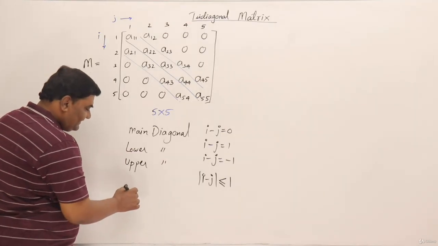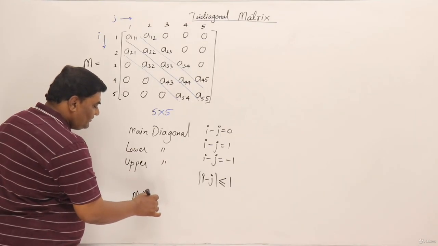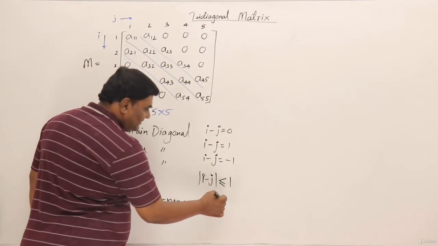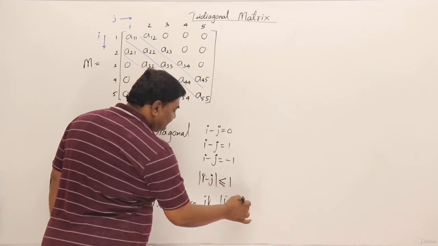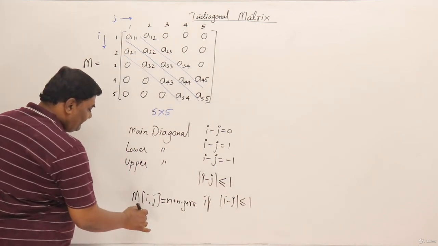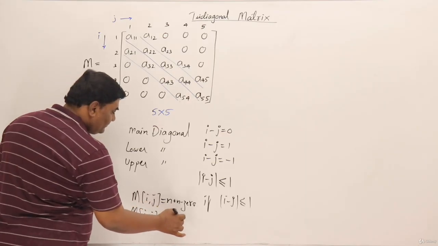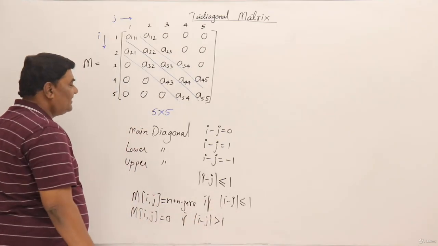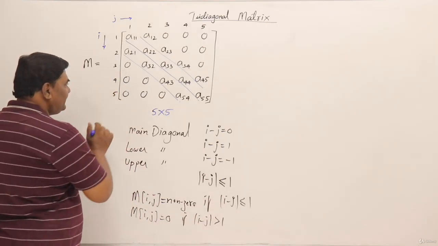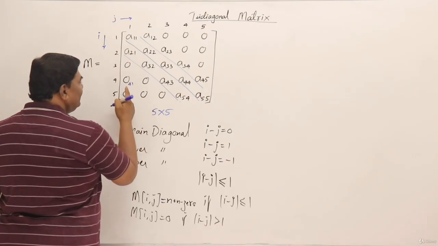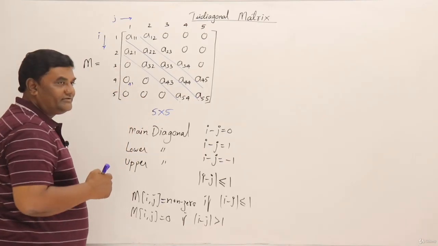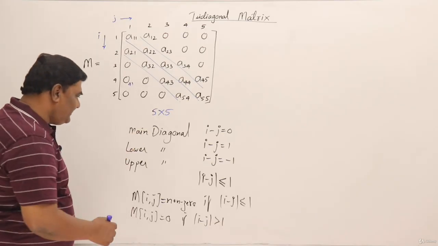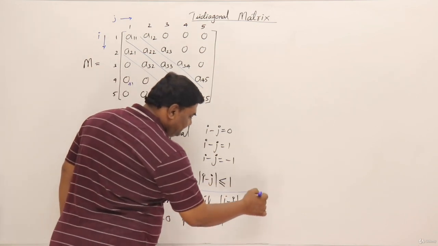So finally, I can say that m of i comma j is non-zero if the absolute value of i minus j is less than or equal to 1, and m of i j must be 0 if the absolute value of i minus j is greater than 1. If you take the indices for this element, it is 4 comma 1, and subtracting, you get 3. So the difference of i and j is greater than 1, so these elements are all 0. This is the definition of a tri-diagonal matrix.